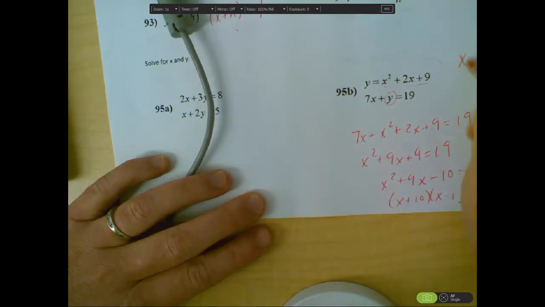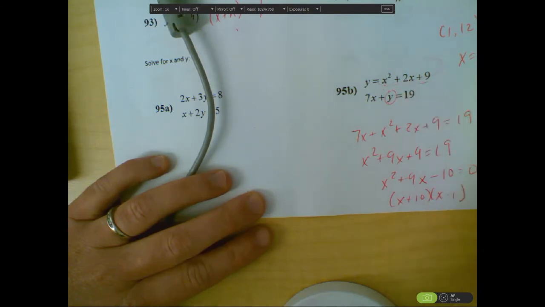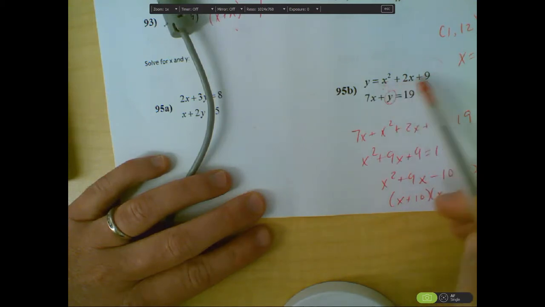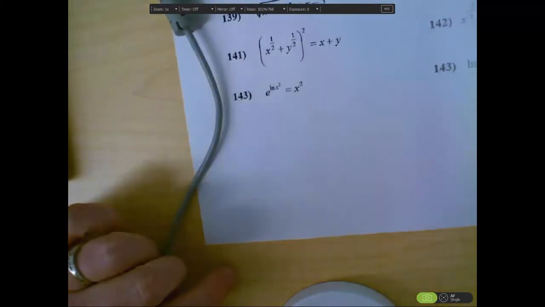So x equals 1 and negative 10, and then you have to plug it back in to find the y's. 7 times 1 is 7, so y is 12. So 1 comma 12 is a solution. And make sure it works up here too. 1 plus 2 is 3, plus 9 is 12, so that does work. Negative 10, this would be negative 70. Add 70, y would be 89. Make sure it works here. Negative 10 squared is 100, minus 20 is 80, plus 9 is 89. So another coordinate is negative 10, 89. Always have to find the x and the y.